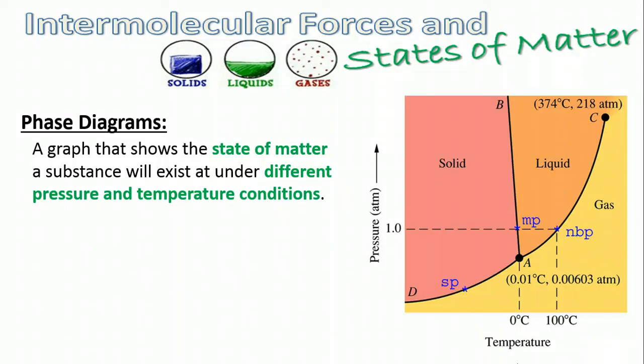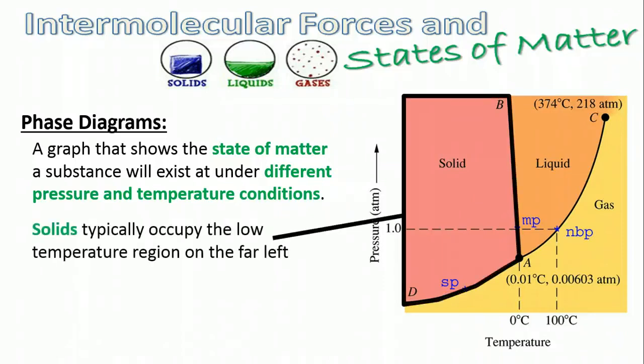First of all, some basic things. You see the area on the left hand side here. That's the solids. Solids will typically occupy this space, the low temperature region on the far left. That should make sense for pretty much all substances at very low temperatures. That's when they're going to solidify. So that's where you'll find the solids, here where the temperatures are low.